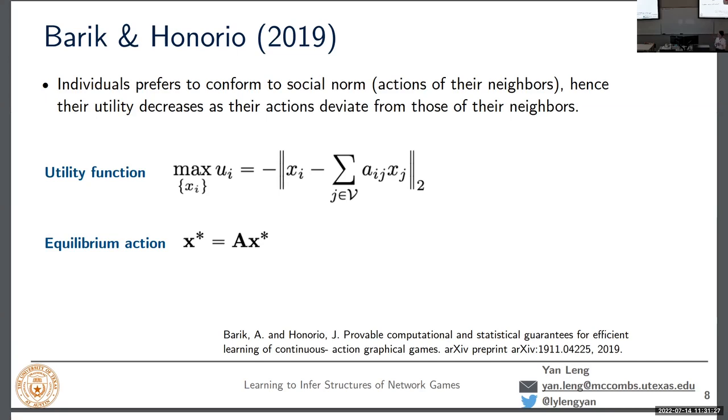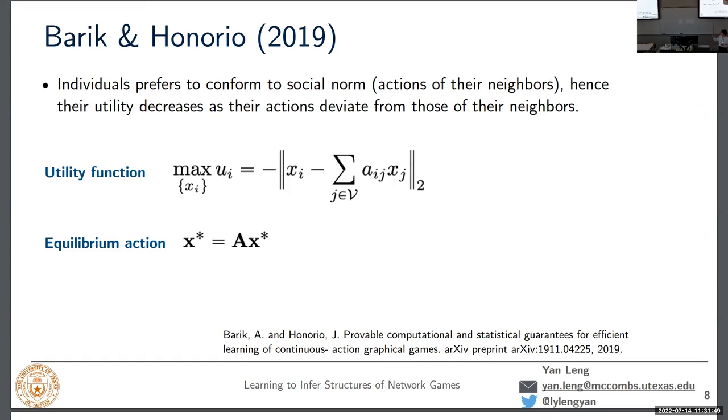We name it an action conforming game. Basically, individuals' utility will decrease if their action deviates from those of their neighbors. Depending on their utility function, we could write their equilibrium action, which can be explained by the first eigenvector.